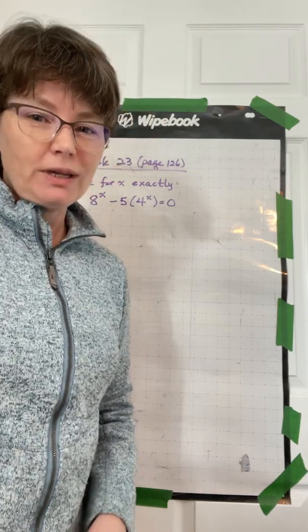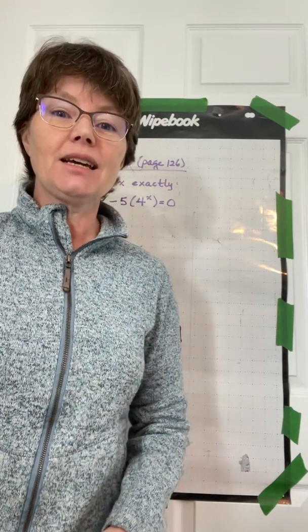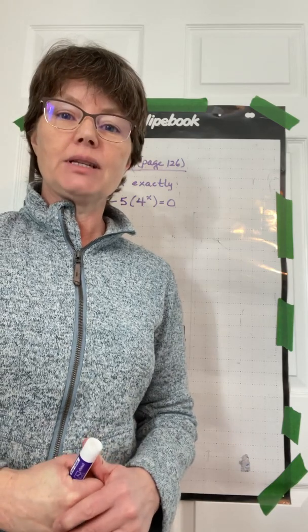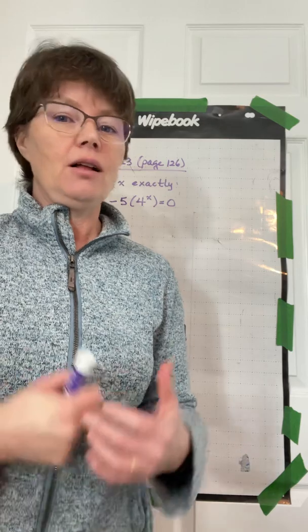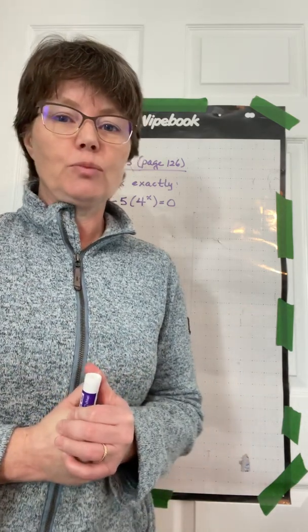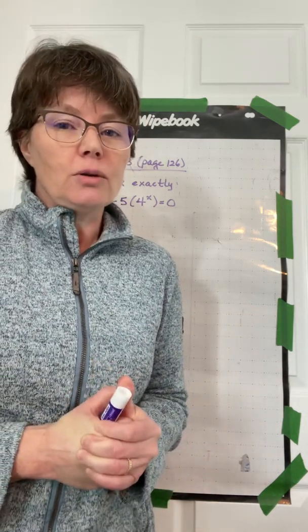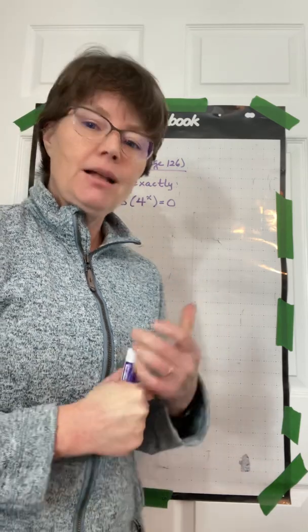We're looking at example 23 on page 126. I'm going to show you lots of steps as you go through, and remember that in order to show that you understand all the little tricks and rules of algebra that you know about logarithms, you need to show those steps systematically. Here we go.